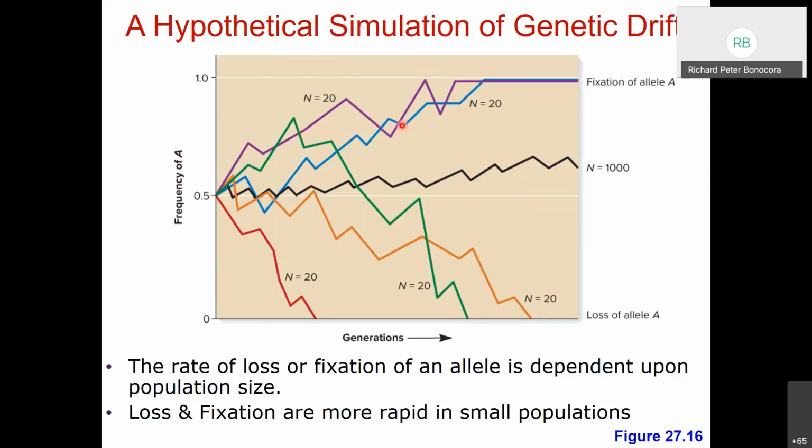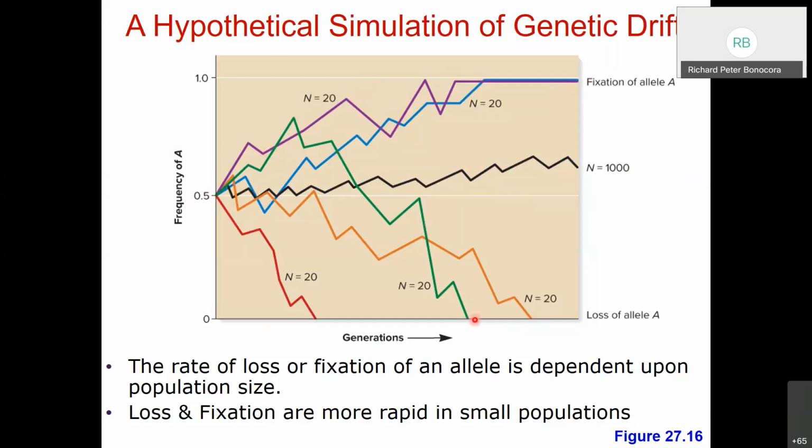Each of these lines represents a different population, where n is the starting number of individuals in that population. We have a whole bunch where there are 20 individuals, and we have one where there are 1,000 individuals. For those populations that have 20 individuals, it may take a little while, but in these two cases, the purple and the blue, eventually the big allele becomes fixed. In the green, red, and orange, eventually the allele is lost. In the green one, it goes up for a little bit and then comes down and is lost.